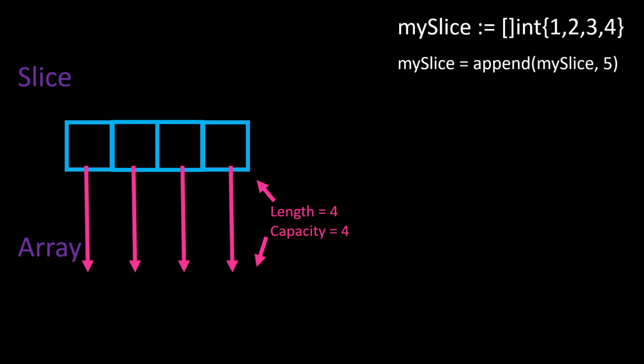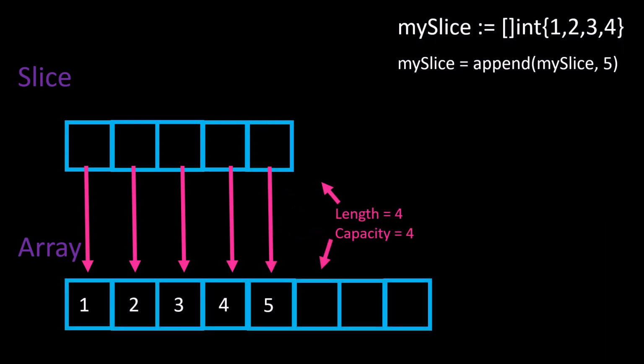Well, when we do that, it actually gets rid of the initial slice, and it replaces it with an array that is double the size of the original. So the length of the slice changes to 5, and the capacity of the slice changes to 8. So just to reiterate, every time you add an item to a slice that exceeds the capacity of the underlying array, it doubles the capacity of the underlying array by replacing it with a new array altogether.